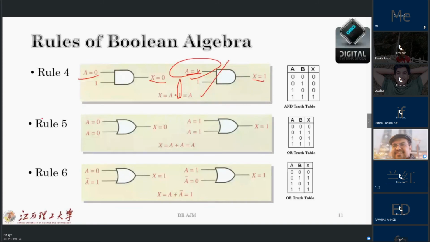Next one, A plus A is equal to A. It means that I have the OR between A and A, and I want to check. If I assume A is 0, the result is 0. If I assume A is 1, the result is 1. It again depends on A.